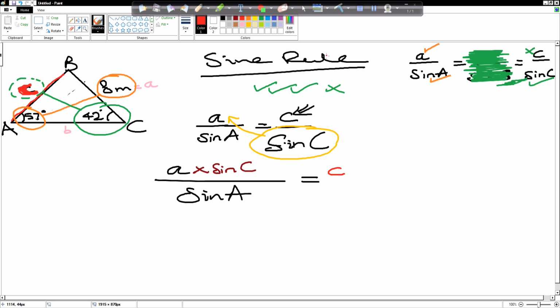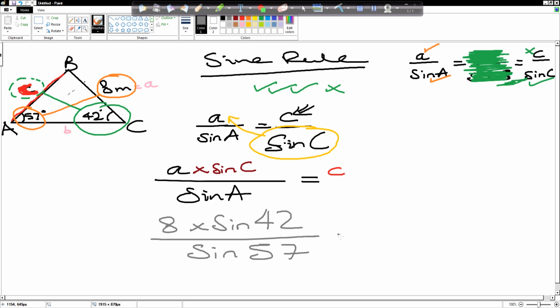So all we need to do now is substitute the values in. So what's little a? Little a is 57? No, little a is here. So little a is 8. And what is big C? 42. 42 goes there. What is big A? 57. So where we see the letter now, we literally start substituting, and this will then help us to work out the value of c.